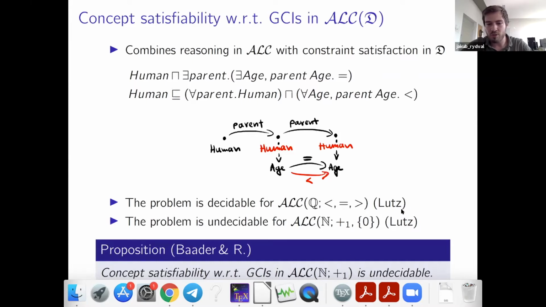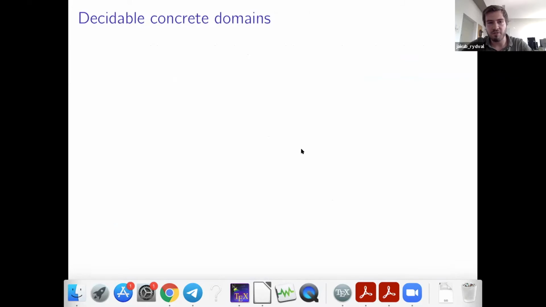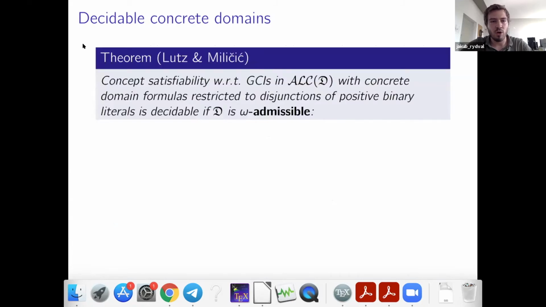So the natural numbers could also be changed for integers or any other number system that is infinite. Okay, but now let's look at decidable concrete domains, which are probably more interesting. So our result studied a result of Lutz and Milicic from 2007.